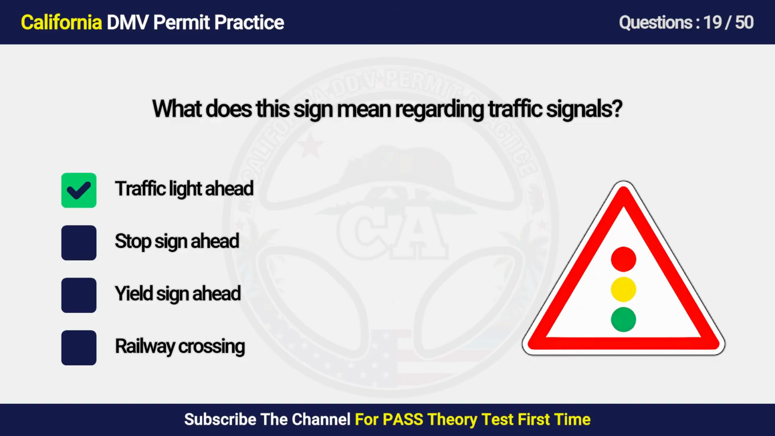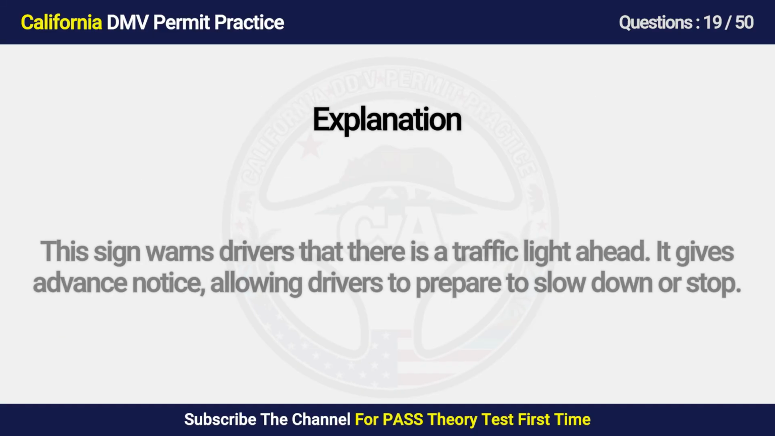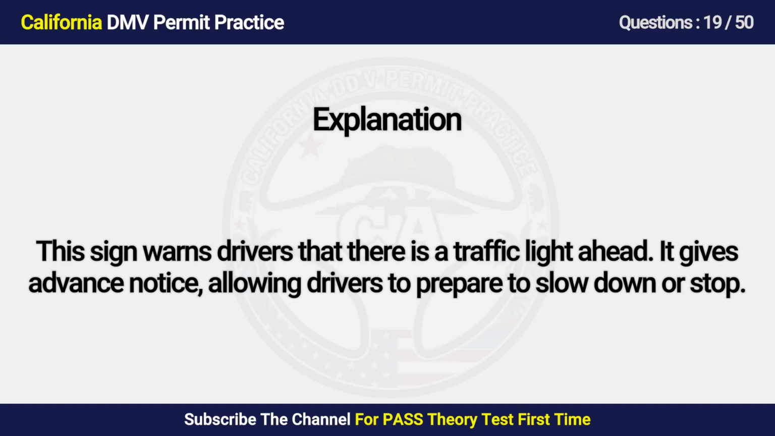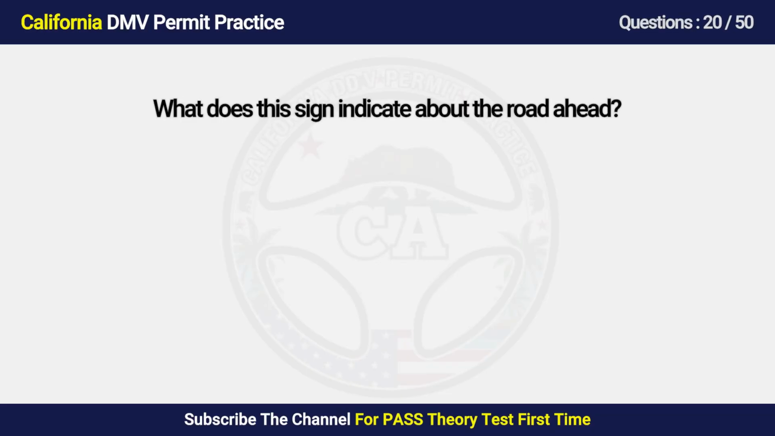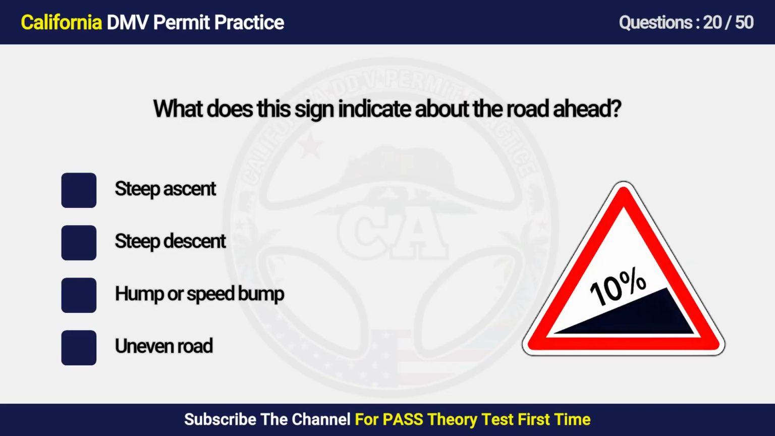Answer is A. Traffic light ahead. This sign warns drivers that there is a traffic light ahead. It gives advance notice, allowing drivers to prepare to slow down or stop. Question 20. What does this sign indicate about the road ahead?